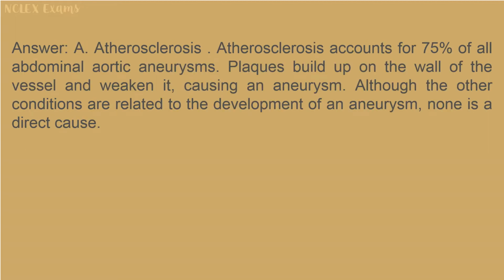Answer: A. Atherosclerosis. Atherosclerosis accounts for 75% of all abdominal aortic aneurysms. Plaques build up on the wall of the vessel and weaken it, causing an aneurysm. Although the other conditions are related to the development of an aneurysm, none is a direct cause.